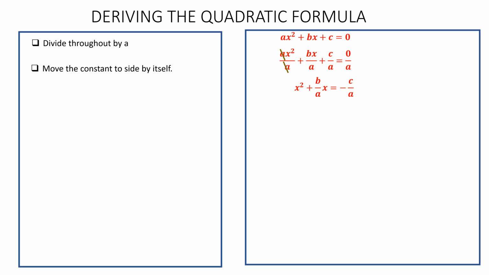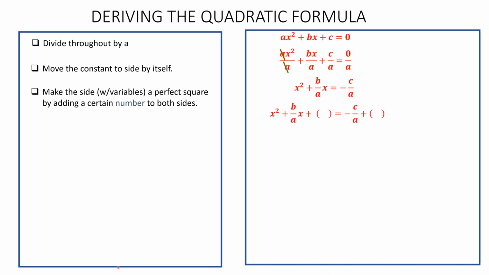is to make the side with the variable a perfect square by adding a certain number to both sides. So we have x squared plus b over a x plus some number, and whatever we do on one side we must also do on the other side, which is equal to minus c over a plus that number.